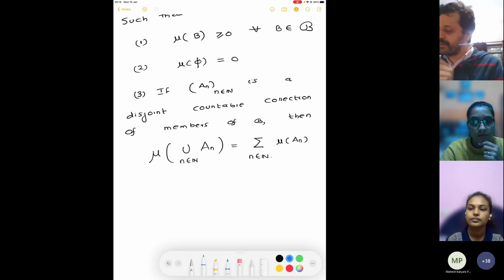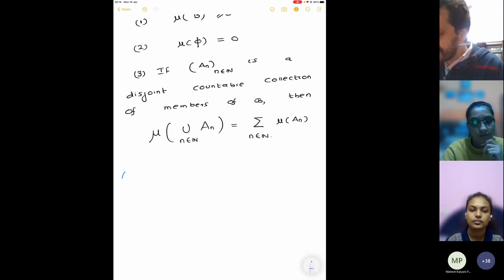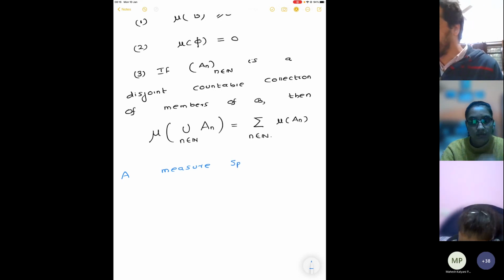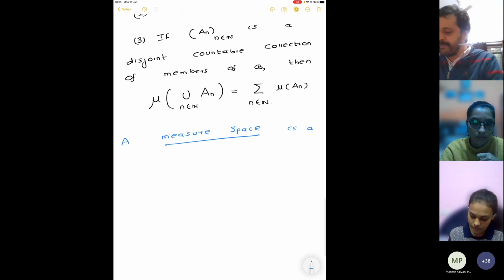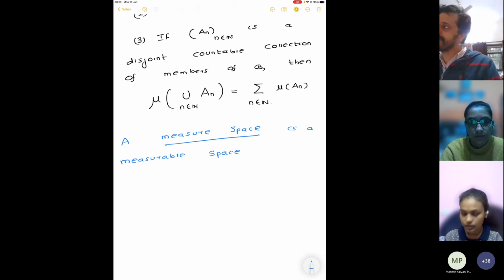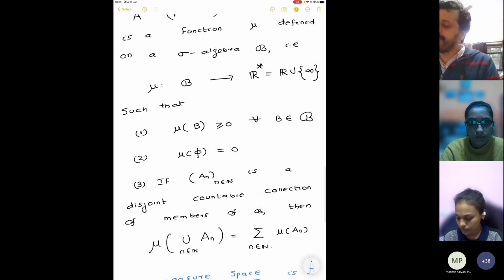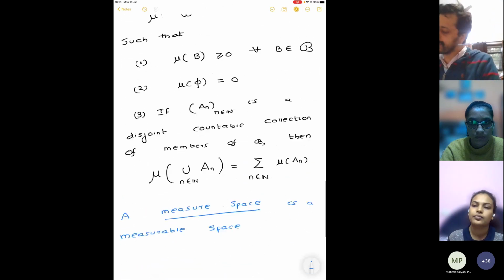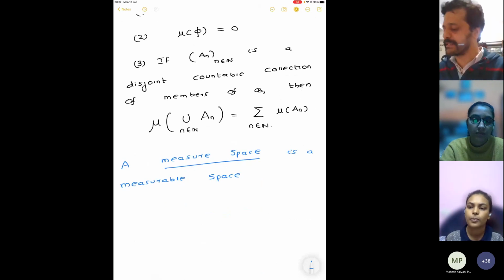Let me add one more terminology. A measurable space I have already defined. Now it is a measure space. A measure space is a measurable space. A measurable space means you have a set and a sigma algebra. Now, once you have a sigma algebra, you can talk about a measure. And if you have a measure as well, then you call it a measure space.